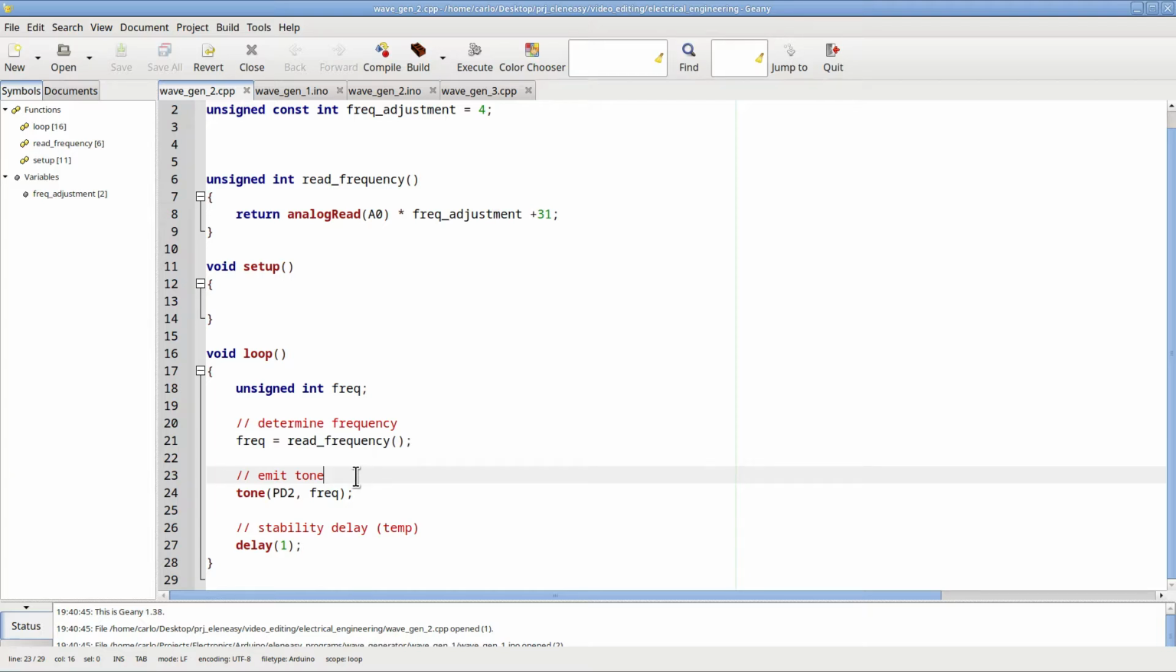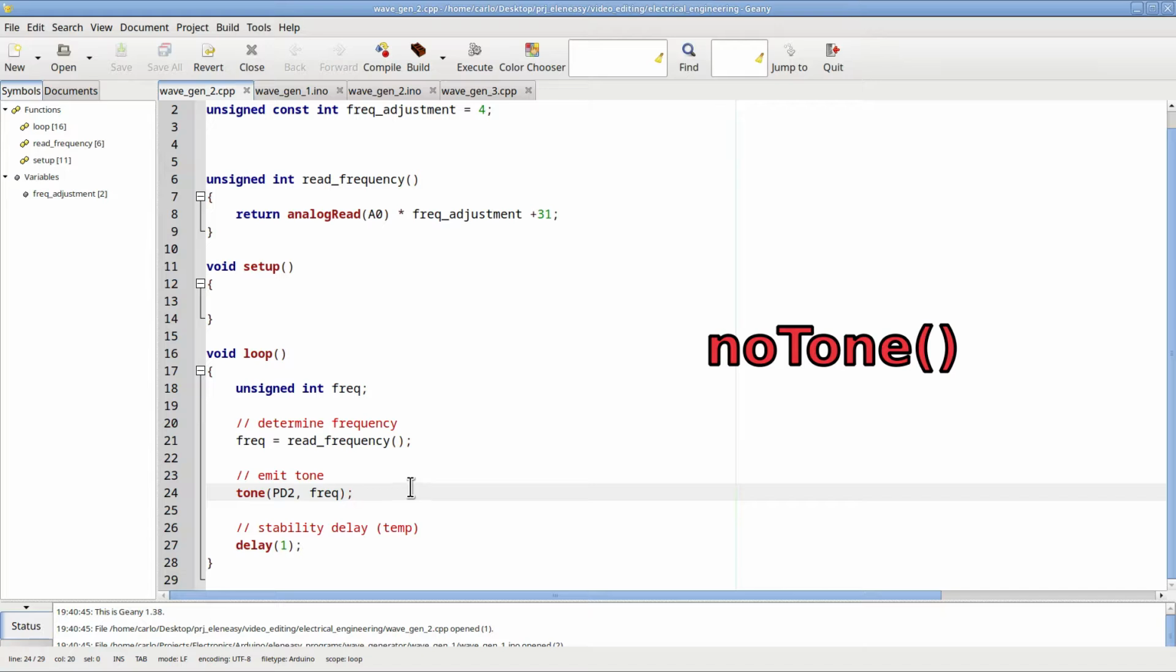Once the frequency is set in the variable, we can call function tone, passing to it the pin number through which the signal should be emitted, and the frequency of the signal itself. Function tone is an internal function provided by the development environment of the IDE. As a result of calling tone, the Arduino starts immediately emitting the square wave at the specified frequency and continues to do so until we change the value of the frequency, or until we tell the Arduino to stop, using function noTone, which we are not using in this application since we want to always emit the tone.